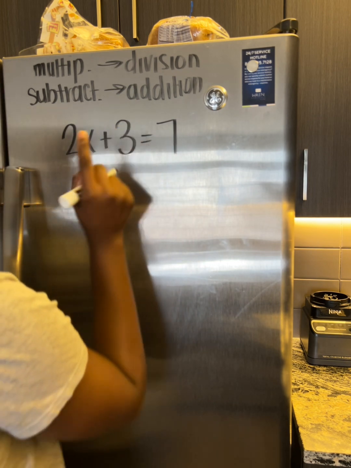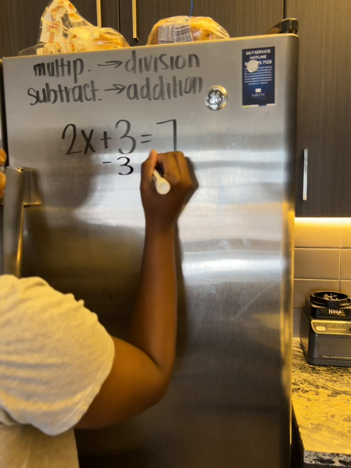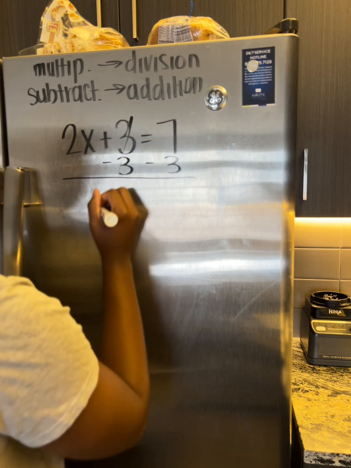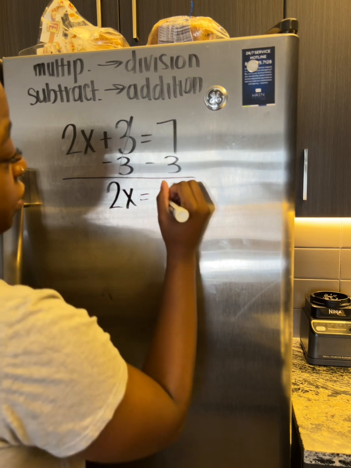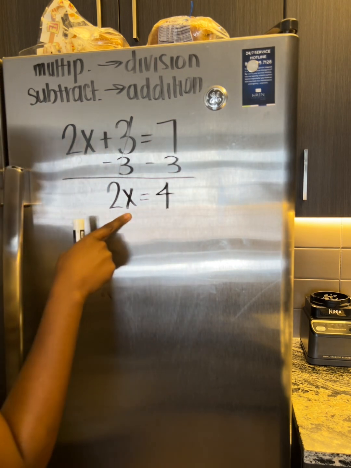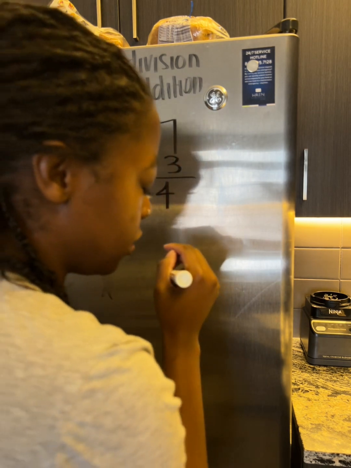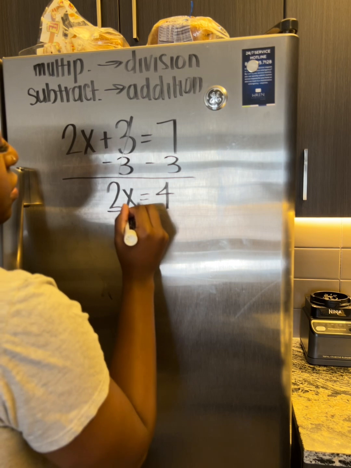Okay, so I'm gonna, opposite of adding and subtracting, I'm gonna subtract 3 from both sides. Cancel that out, bring down 2x. 7 minus 3 is 4. Now I have a one-step division problem. And when I have a multiplication problem, my opposite is to divide.